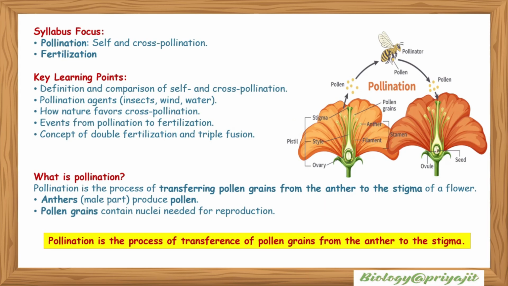Now we explore today what is pollination. Pollination is the process of transferring pollen grains from the anther to the stigma of a flower. Anthers are the male part which produce pollen, and pollen grains contain nuclei needed for reproduction.